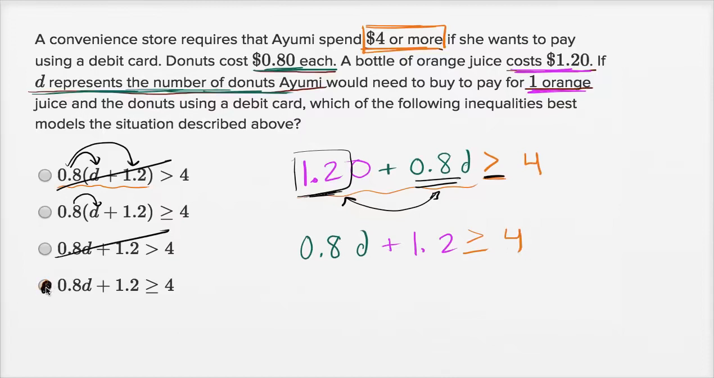Now, if you're doing this in really timed conditions, instead of even trying to think it through, you could go straight to see which of these really describes what's going on here. So let's see, we want to be greater than or equal to $4. We're going to spend $1.20 on orange juice, and then the amount that we spent on donuts is that right over there. So you might have been able to just cut to the chase and pick that one, whichever way works better for you.